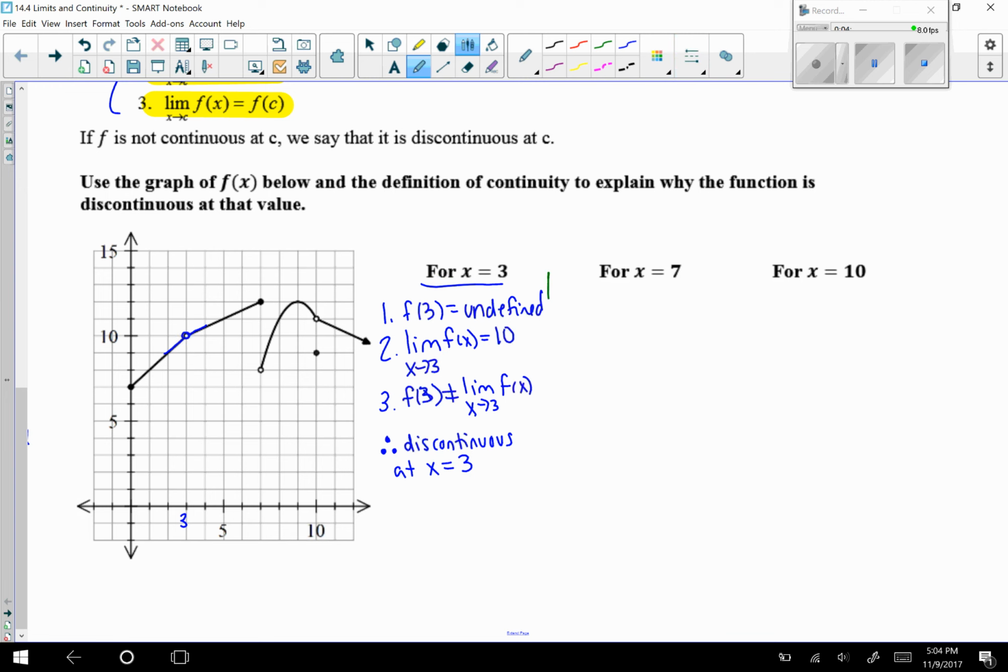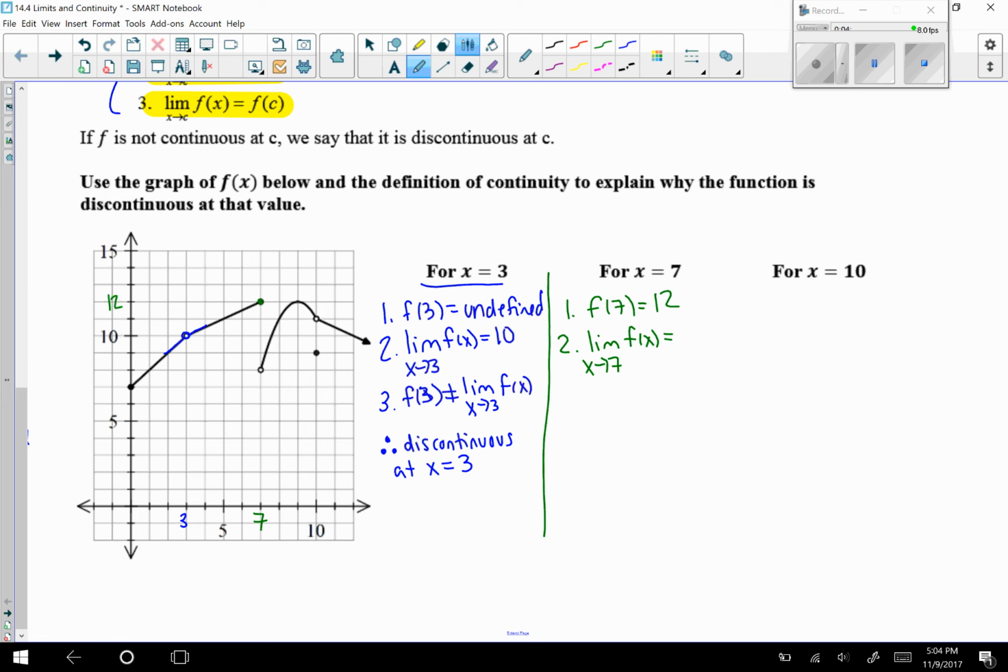So then let's look at an x value of 7. Same thing. So here is 7 on my graph. The first thing I want to do is look at f of 7. Because it has a closed circle right here, we know that f of 7 is defined at a y value of 12. Then the second part is looking at the limits as x approaches 7 for this function f of x.